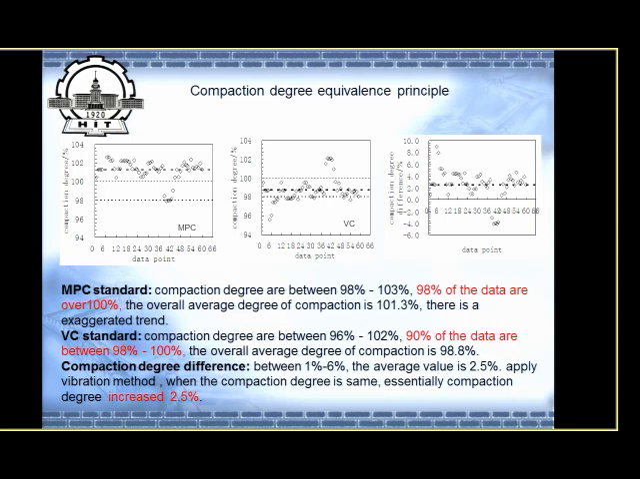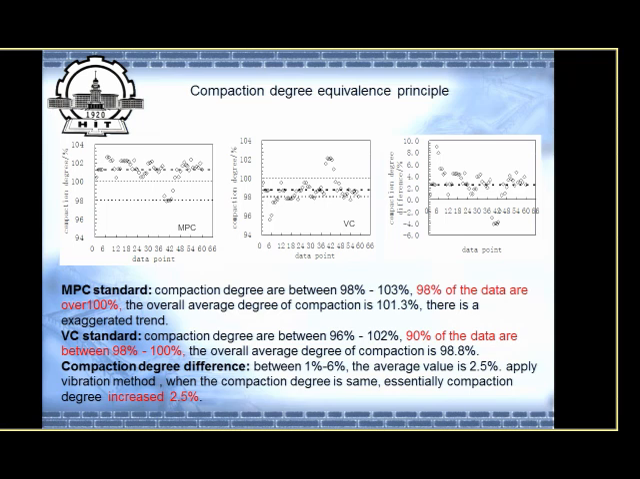98% of the data are over 100, and the average is 101.3. Using the VC method, we can find the compaction degree is between 96 and 102, and 90% of data is in this range. The average is 98.8%.